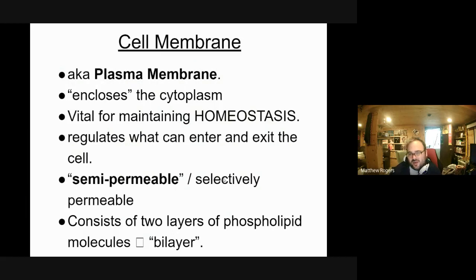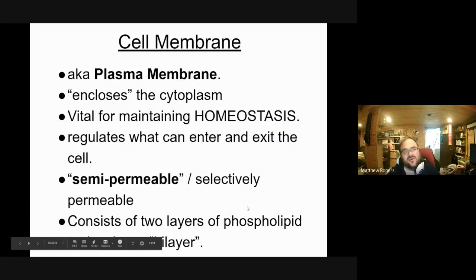Selectively permeable, the term I like better, means that we are choosing what goes in and out. I think that describes the cell membrane better. And so it's going to consist of two layers of phospholipids. We call this a bilayer. Okay, two layers, phospholipids. So phospholipid bilayer is another name for cell membrane.